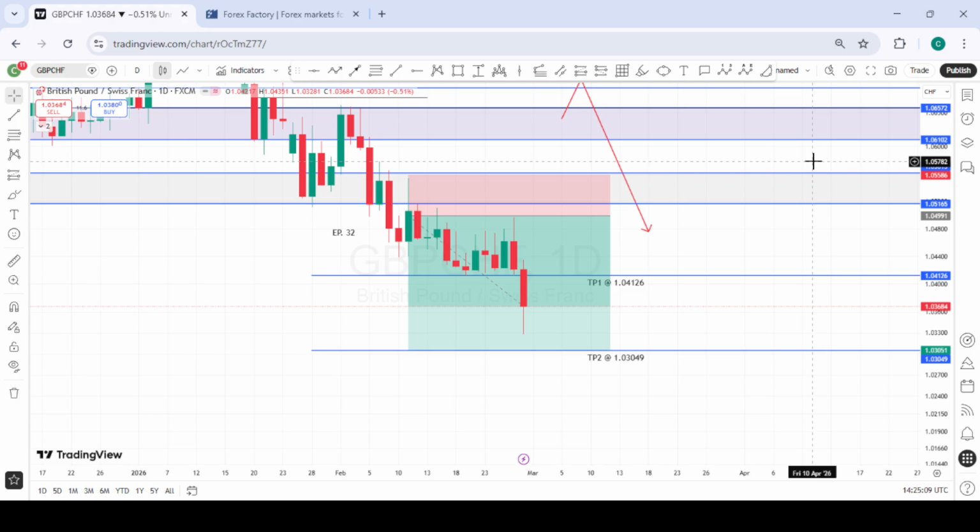Without wasting much time, let's have a quick recap of previous setups discussed in our previous videos before we dive into next week's analysis, so stay tuned. This is GBPCAD. We had this setup from episode 32, and currently price is almost hitting our second TP, so we are still holding on to this position.